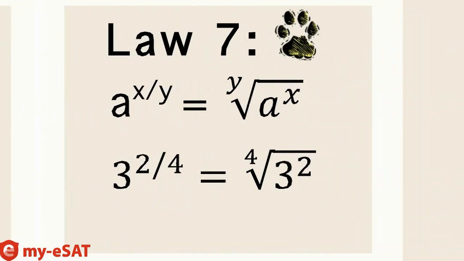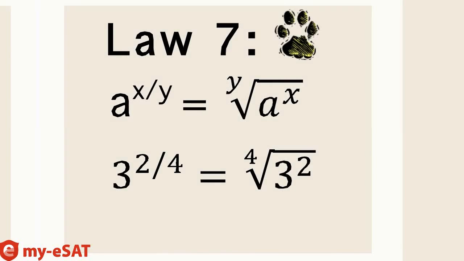Law 7. This law is really hard to explain in words, so let me just show you what it does. 3 to the 2/4 power turns into the quad or fourth root of 3 squared. You see? The denominator of the exponential fraction became the root and the numerator of the fraction stays the power. Exponents can be a bit tricky, but you definitely must learn these 7 laws.